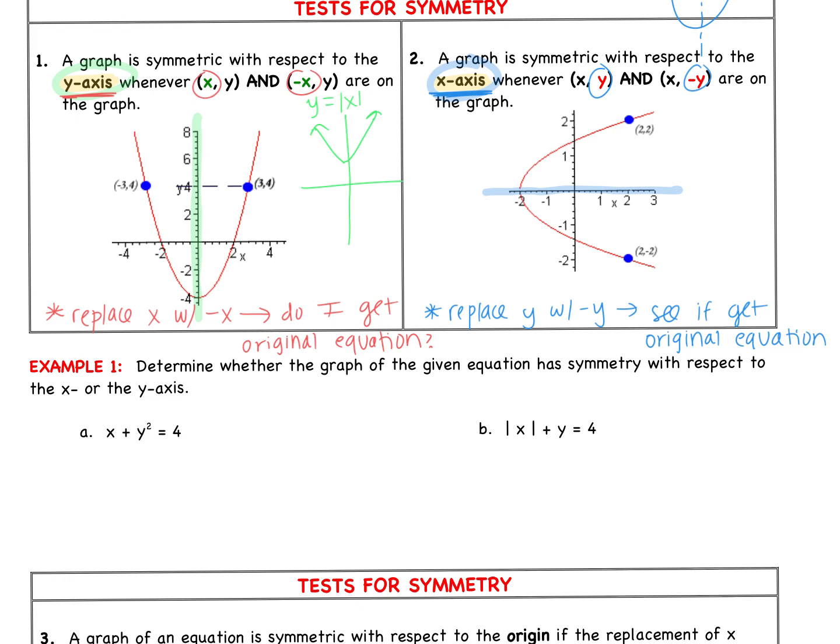So let's look at example 1. Example 1 is: determine whether the graph has symmetry with respect to the x-axis or the y-axis. If we do the y-axis first, again, we're going to replace x with negative x. And all we care about is, do we get the original equation? So we have negative x plus y squared is equal to 4. Is that the original equation? No. Well, what happens if I divide that negative 1 out? Then I would get x minus y squared, and I'd get a negative 4. Is that the original equation? No. So we do not have symmetry with respect to the y-axis.